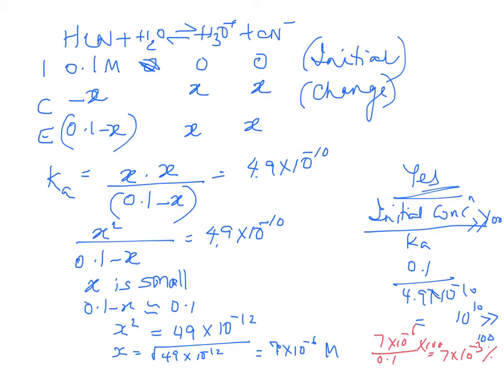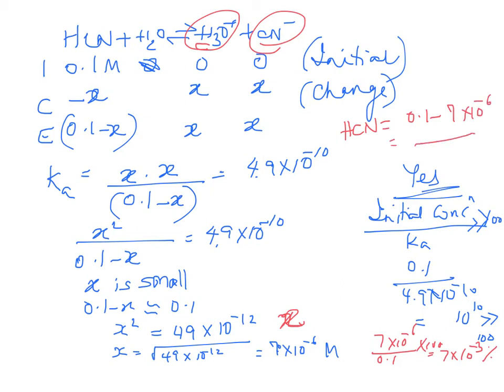If this is x, that means this is hydronium as well as cyanide. So what would be the third species? HCN is the third species, right? And so what you can do is simply subtract this number, 7 times 10 to the negative 6, from 0.1 to get the answer for HCN.